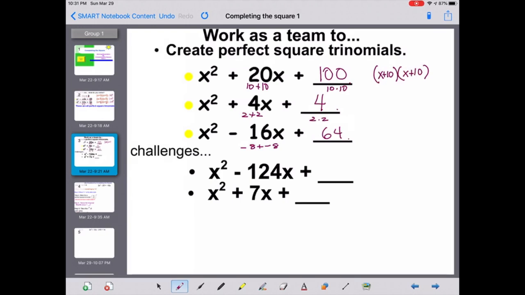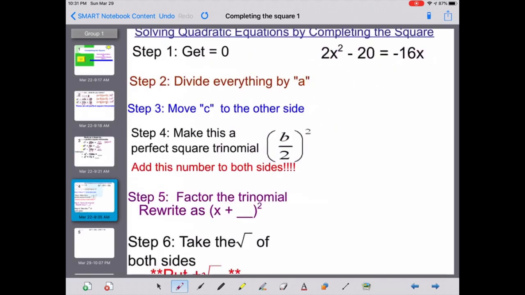If you want to pause it and try the challenges out, go for it. Next, we're going to take notes on completing the square. Please write these in your notebook.